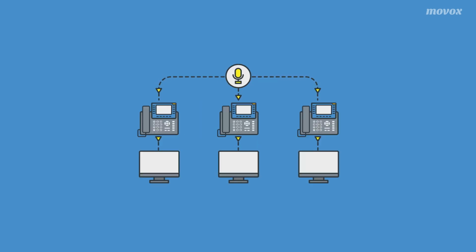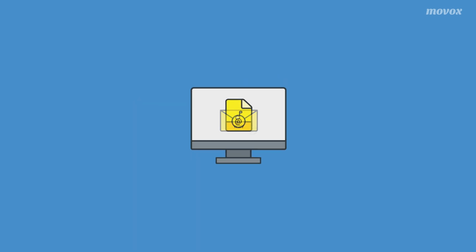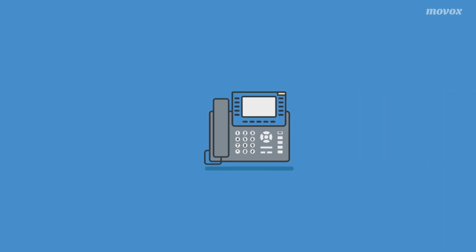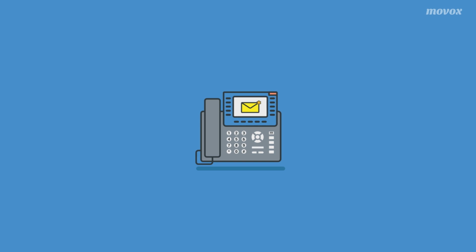When someone leaves you a voicemail message, we'll send it to your email. To listen to your voicemail message, open the .wav file attached to the email and press play. Your phone may also have a flashing light or icon on the screen, indicating you have a new voicemail message.